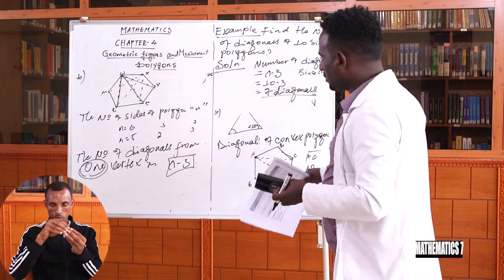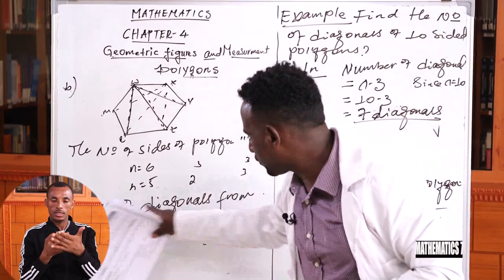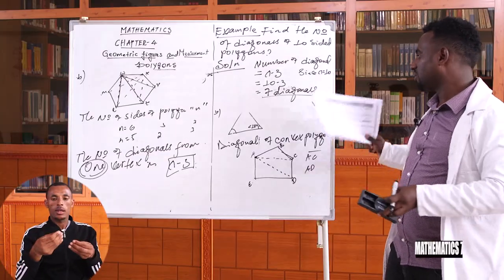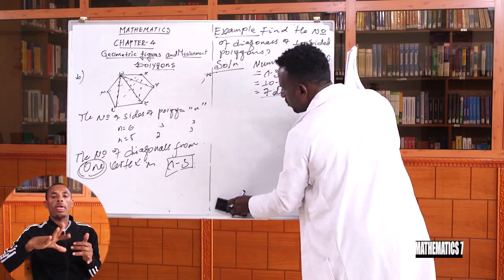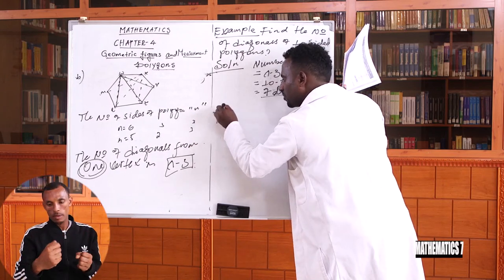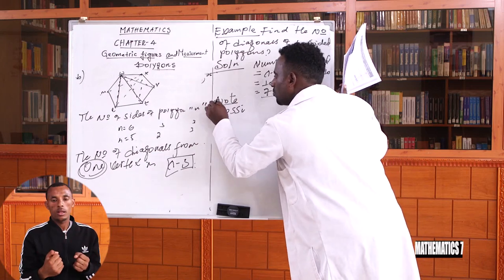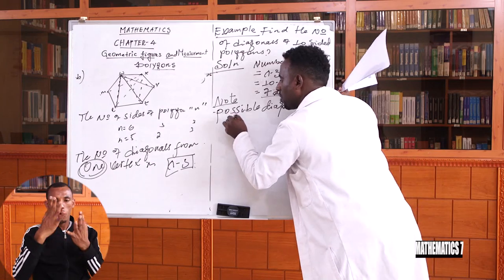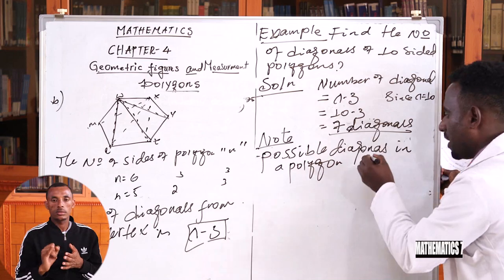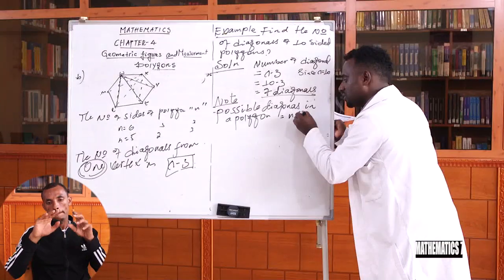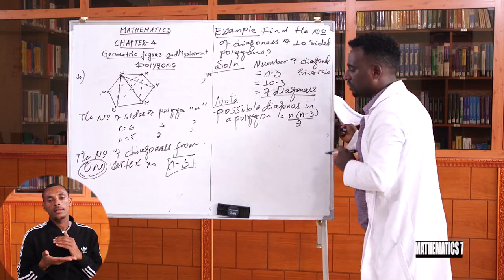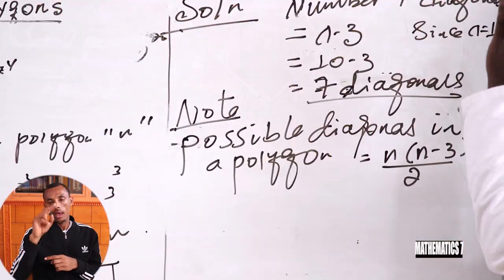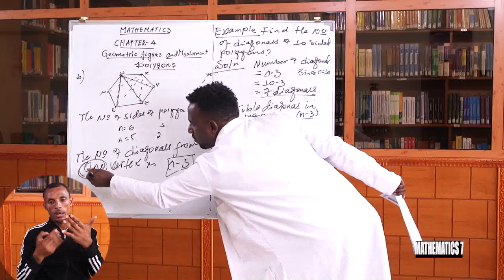And also the next point: this is the number of diagonals from one vertex. The next formula is the number of diagonals drawn on the whole polygon, the possible diagonals. So how do we get it? The formula for the number of possible diagonals in a polygon is denoted by n times (n minus 3) over 2. This is the formula we use to find any possible diagonal in the given polygon. The earlier one is only from one vertex.